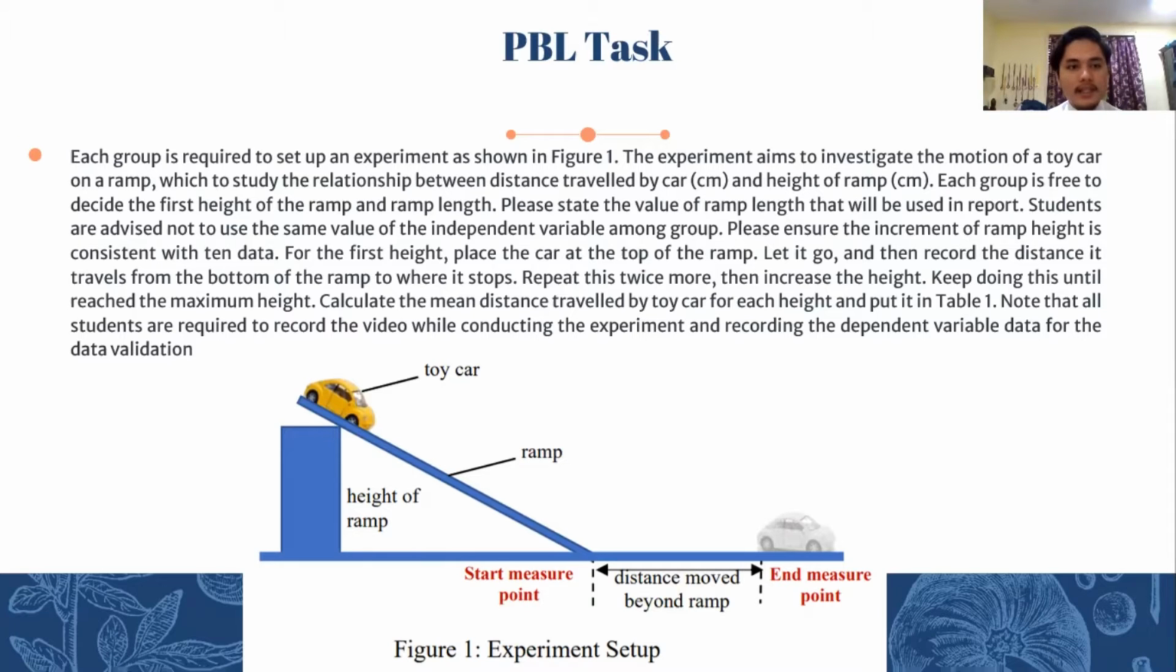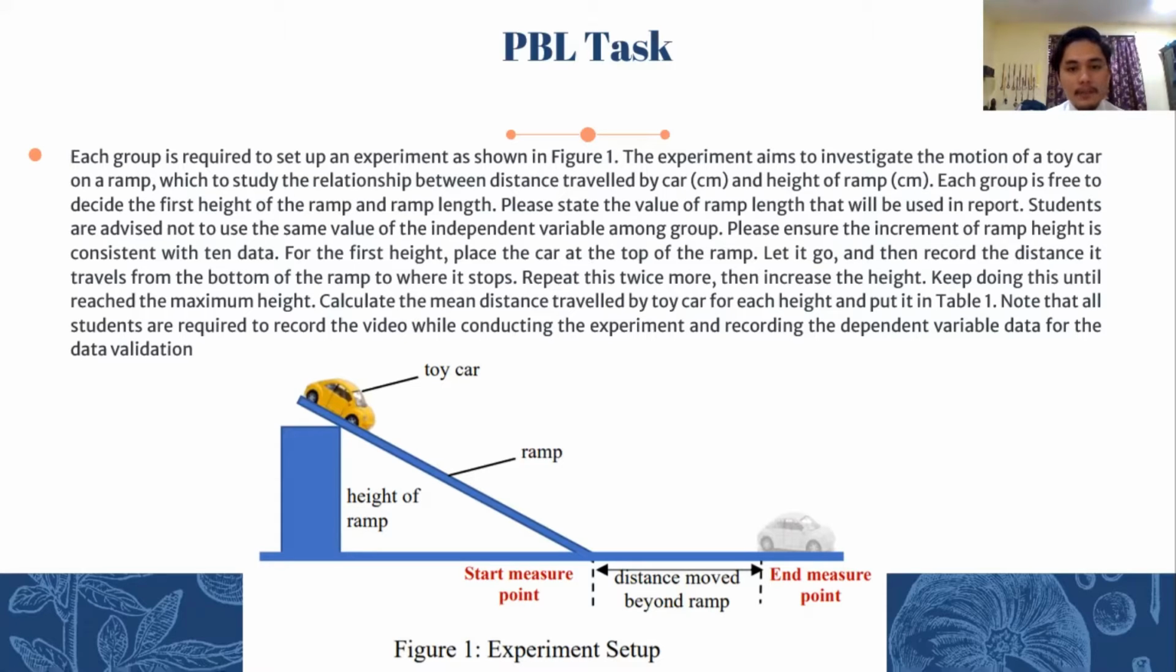Each group is free to decide the first height of the ramp and the ramp length. Please state the value of ramp length that will be used in the report. Students are advised not to use the same value of the independent variable among groups. Please ensure the increment of ramp height is consistent, with 10 data.